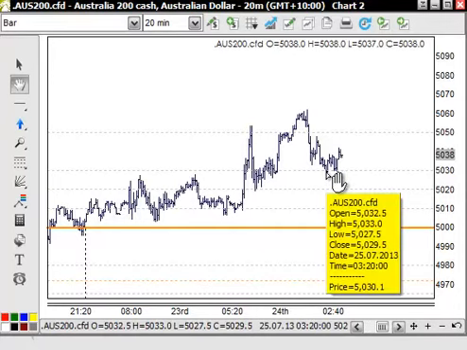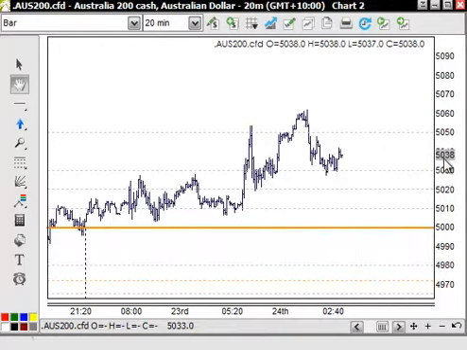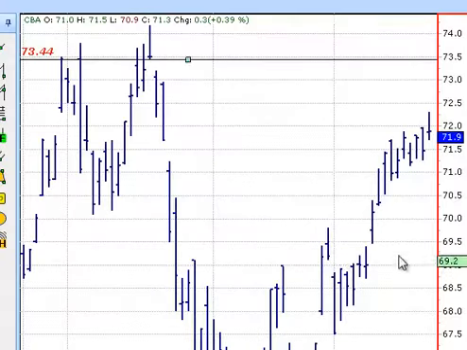Now the cash market and this market here, the ASX CFD, are pretty much the same in price. I think the closing on the cash was 50.39. I'll just check that while I'm here.